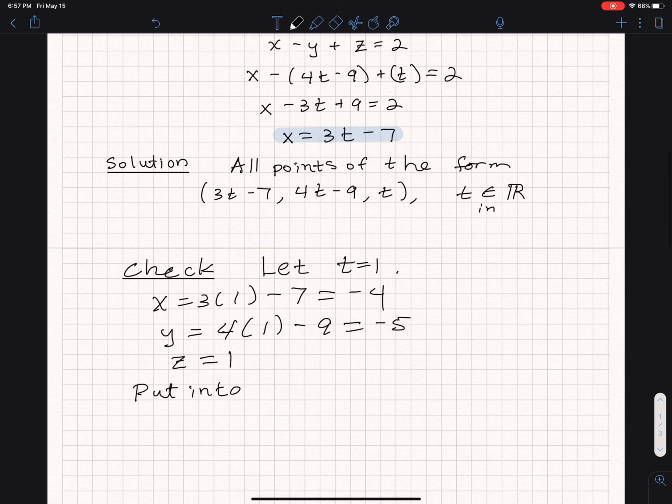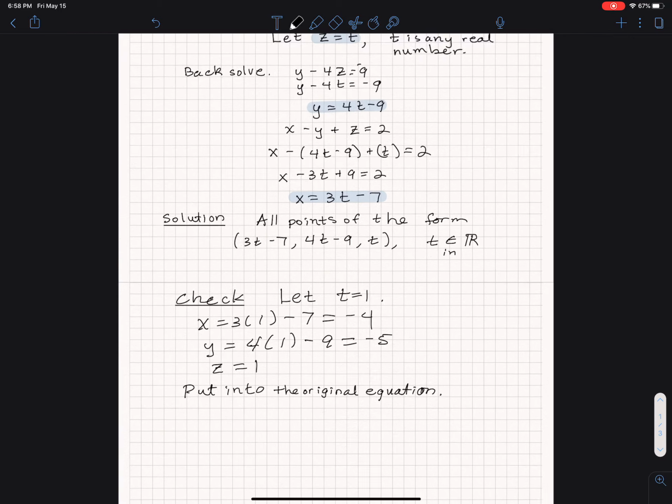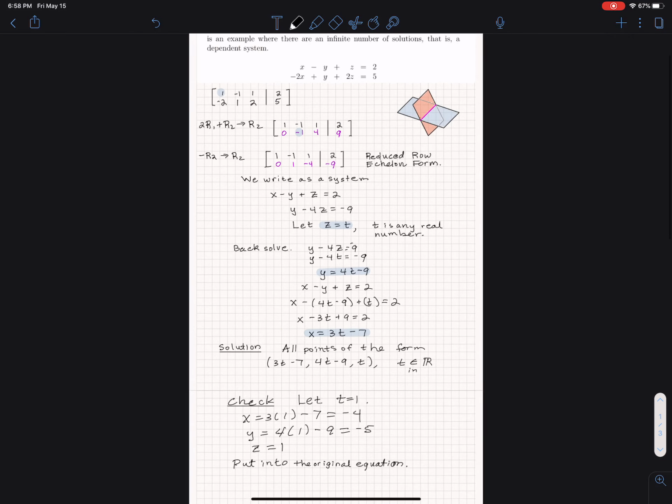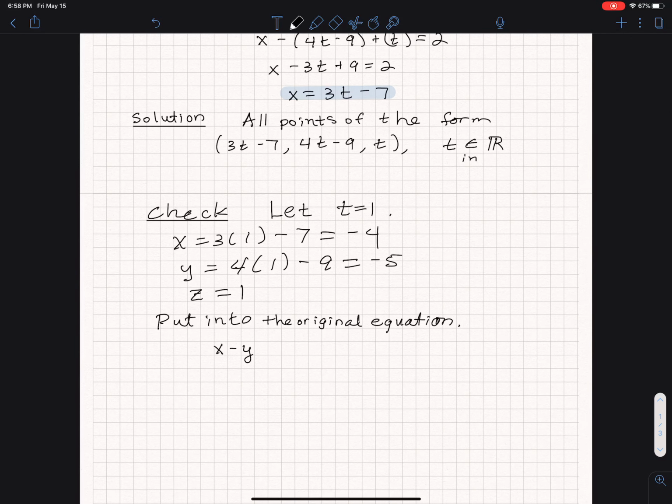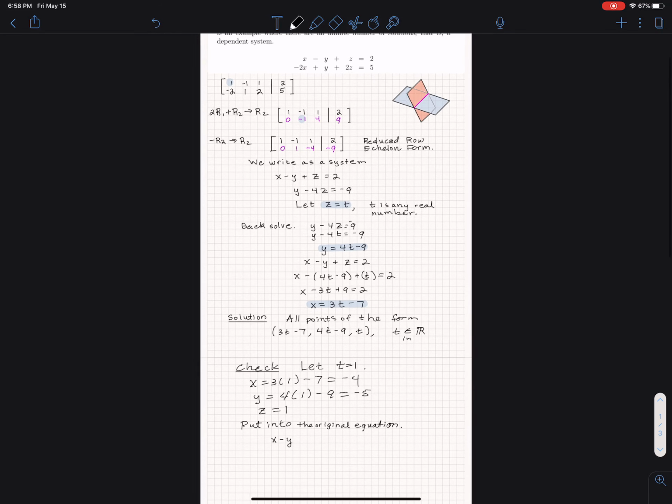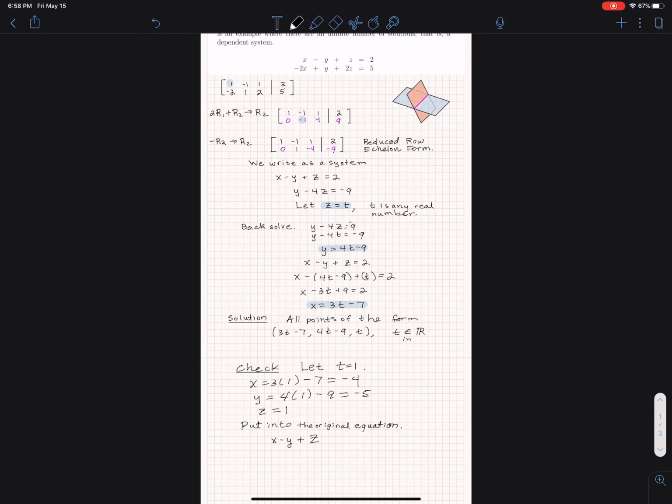And so I'm going to put this into the original equation, and I'm going to see whether this is correct. It's not a full check, but it's something. It depends how much time you have on your hands. But if I go back to the original equation, I had x minus y, well, I have to zoom out, plus z equals 2. And I have negative 2x plus y plus 2z equals 5.